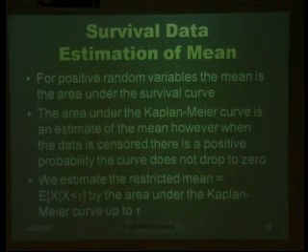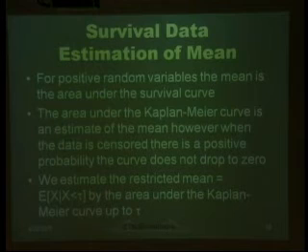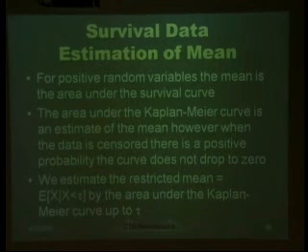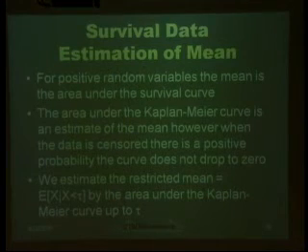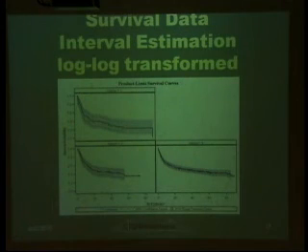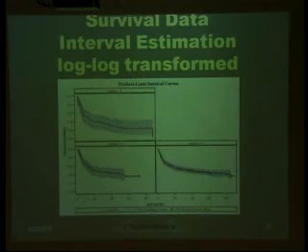Okay, estimate of the mean. Again, the mean is the area underneath the survival curve, so we could take the area underneath the Kaplan-Meier curve, and that should give us an estimate of the mean. Makes sense. The problem is, if you look at the Kaplan-Meier curve, it never dropped down to 0, so the area is infinite. It didn't drop down to 0 because we had these people that were censored.